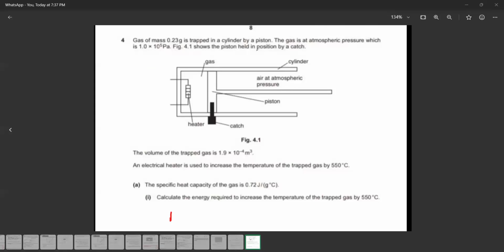Look at what happened in this setup. We have a heater. The heater provides heat energy, and we have a catch here. Catch means like a stopper. So we have a catch here and we supply the heat energy. What happened to the pressure of the gas? The pressure of the gas increases. So when the pressure of the gas increases, we still have a catch. In the next part of this question, we remove the catch. So when we remove the catch, what will happen? The piston will move outward.